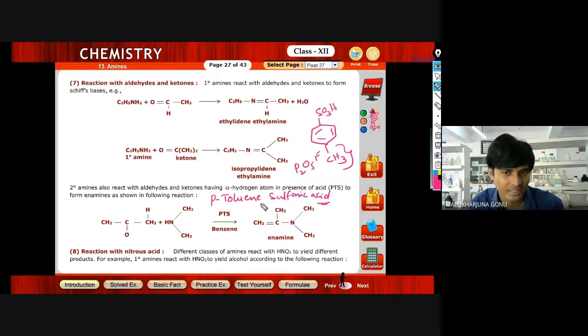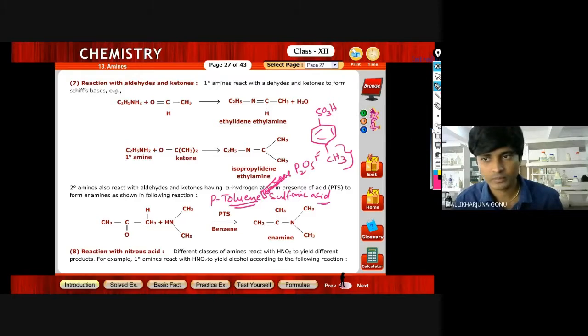Benzene sulfonic acid; it's not simple sulfonic acid, it is benzene sulfonic acid. Para-toluene benzene is not required because we are using toluene. Okay, benzene not required. Para-toluene sulfonic acid, that's it.